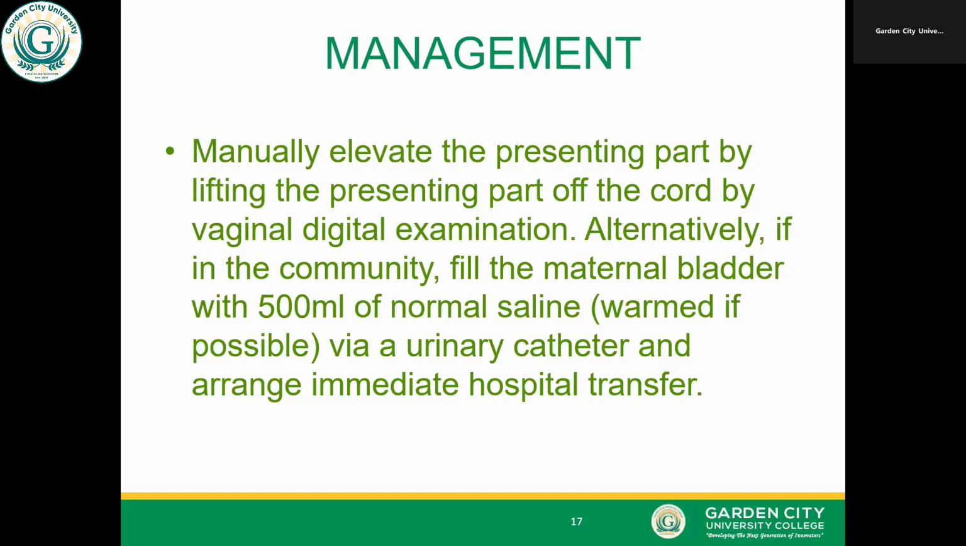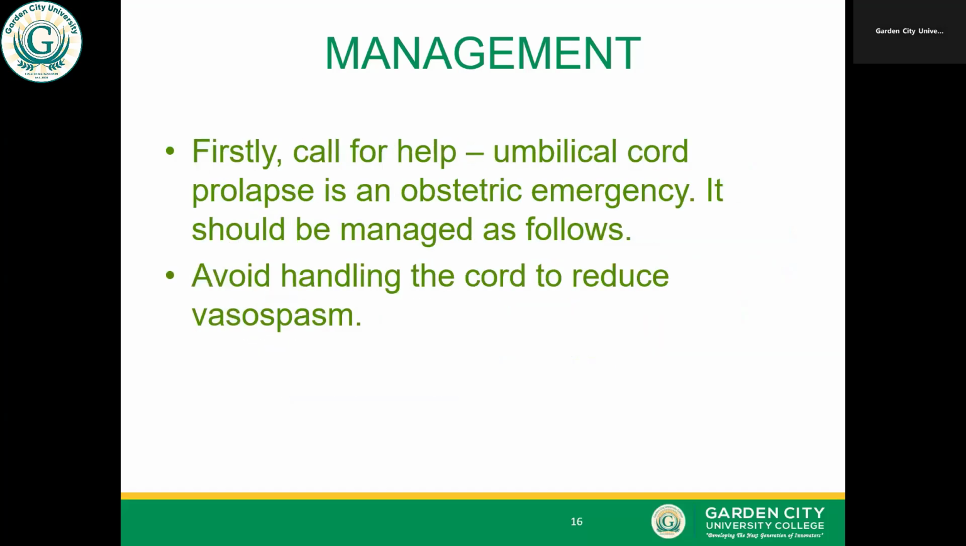Okay, the slide before this one, let me see that one. And so if you are in a facility that has a theater and all that, what then happens? If the woman is fully dilated and delivery is imminent, you deliver the woman per vaginum, either with assisted vaginal delivery. If the woman is not fully dilated and delivery is not imminent, you have to relieve the pressure on the cord and prepare the woman for emergency cesarean section.